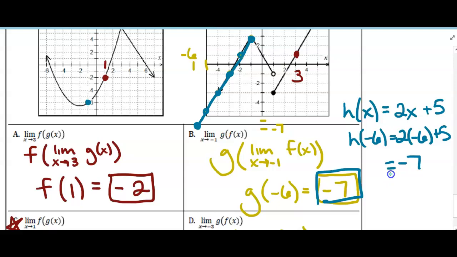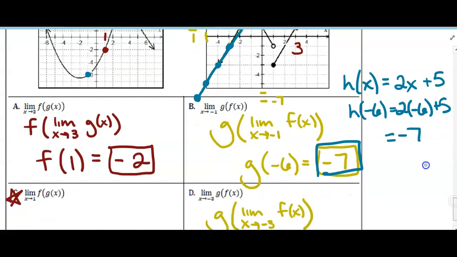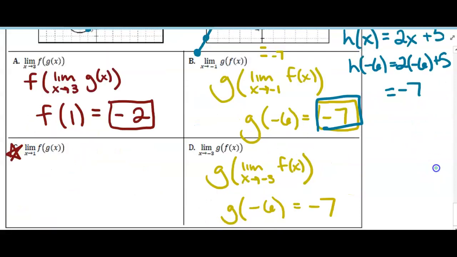But I certainly hope we didn't give up when we realized, hey, -6 isn't on the graph. I guess I'm just not going to do it. You can do it. I guarantee you. All right, I did want to talk about C to finish us off here.